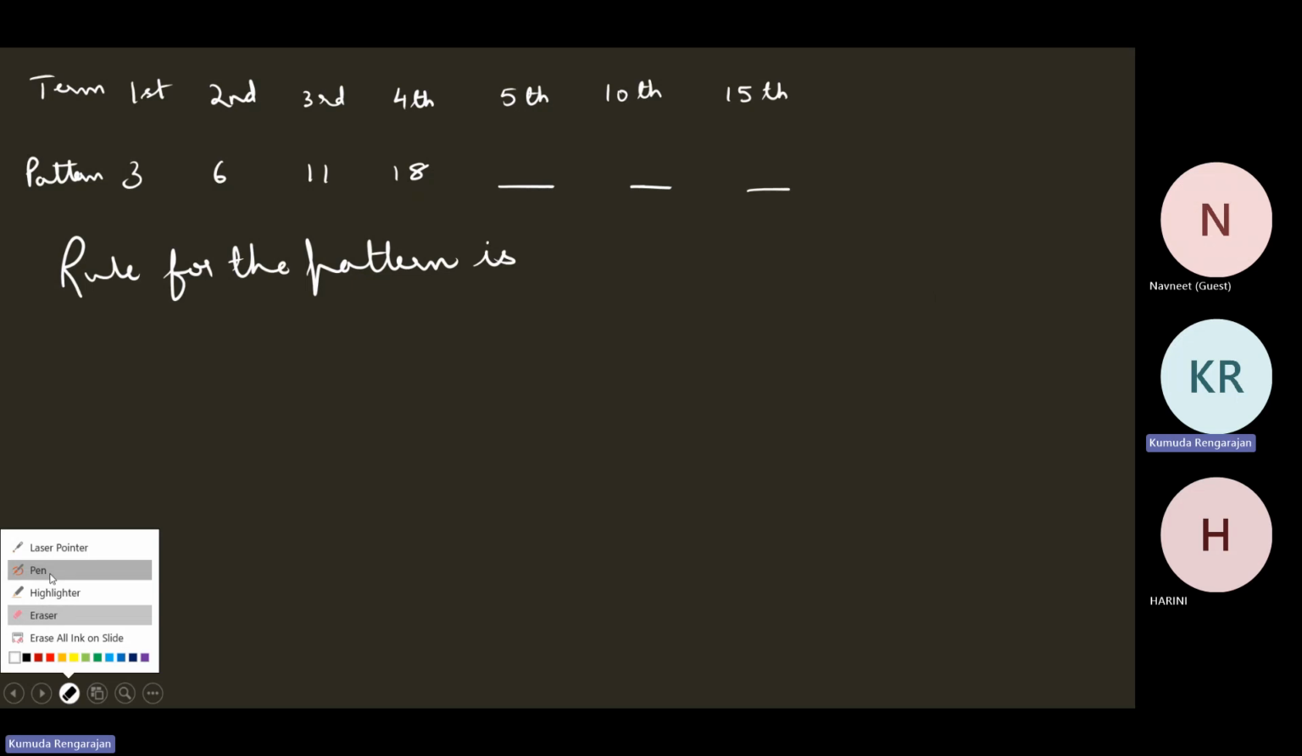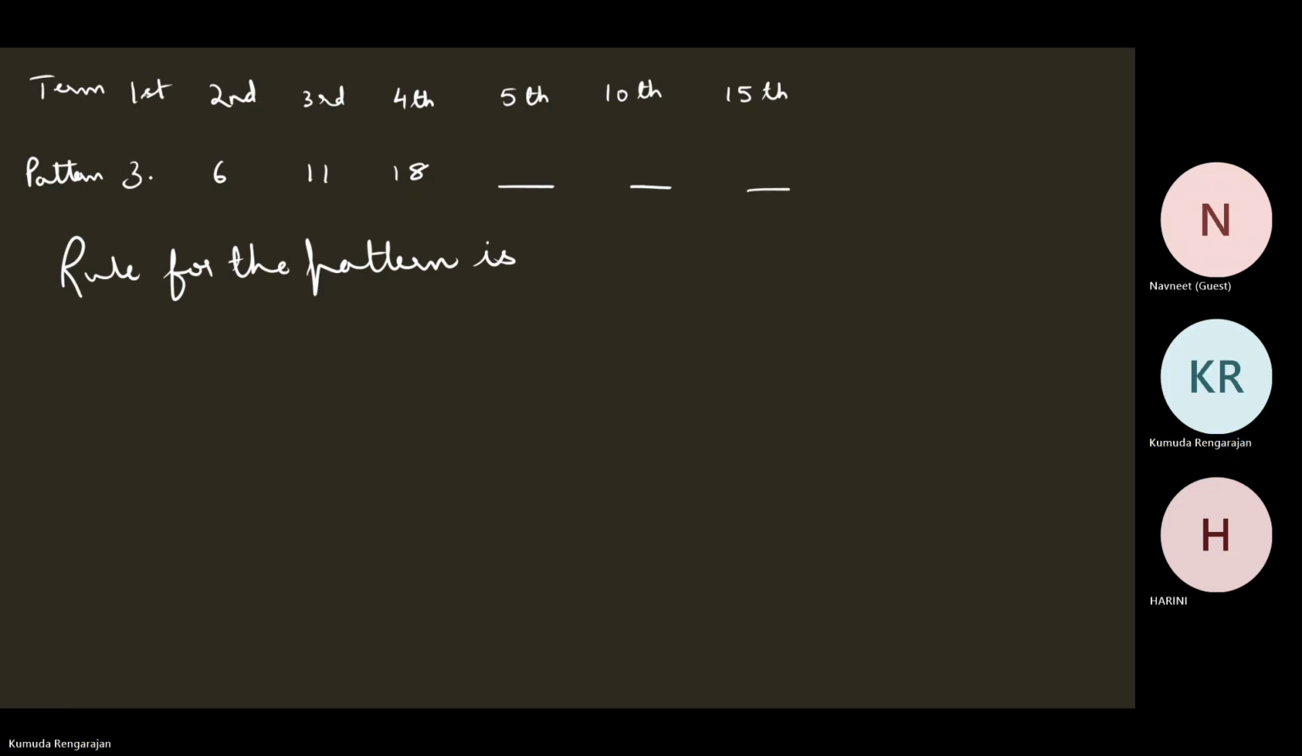Connect the position and the answer. The position is the first term. 1 is the position. The number is 3. Second, 2 is the position. The answer is 6. Connect the position and the answer. So see here, in the first position, I'm just squaring 1. What is the answer? I get 1. But the number in the pattern is 3. So 1 plus 2, 3.